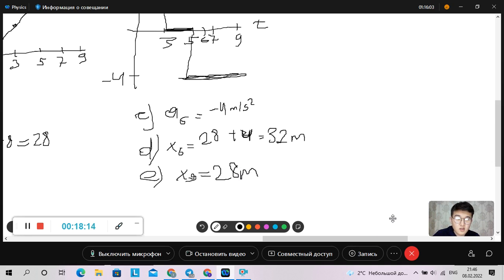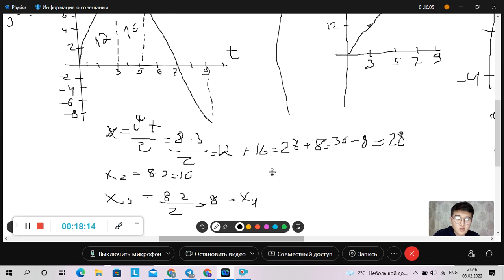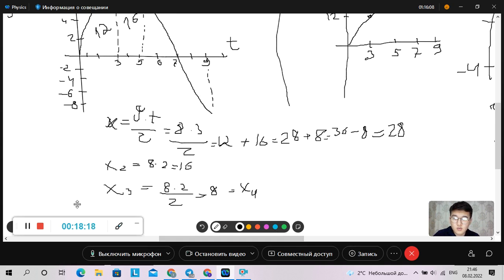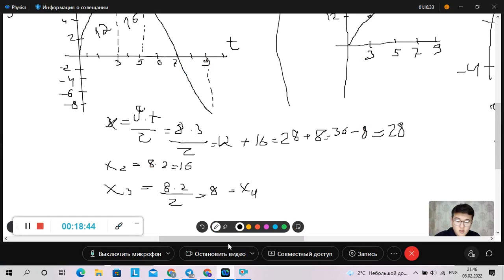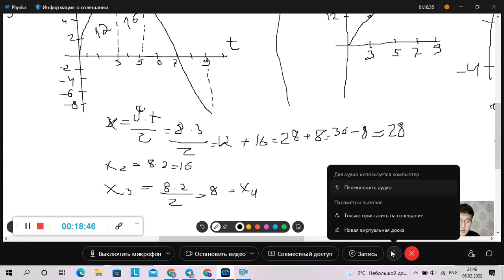Okay, the second question is done, and we will continue with the third question. A particle moves along the x-axis according to the equation x = 2 + 3t - t squared, where x is in meters and t is in seconds. At t = 3 seconds, find A, the position, B, the velocity, and C, the acceleration. We will find these 3.